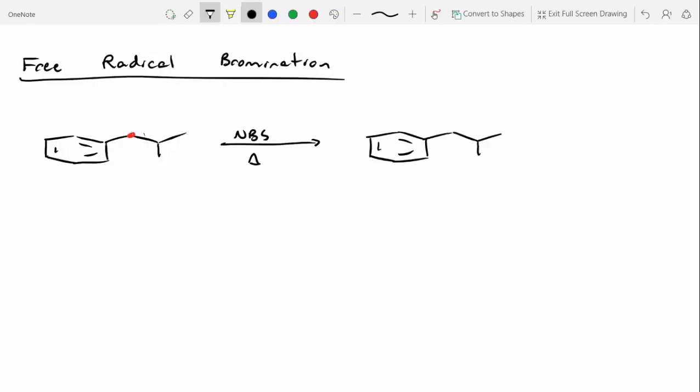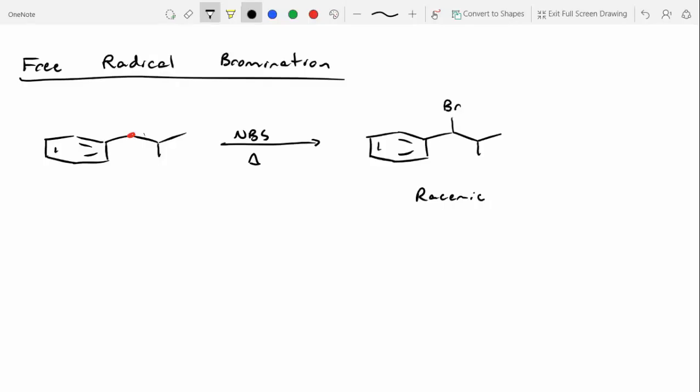And do we have to worry about enantiomers? Not in this case. Well, let's think about it. Oh, yeah. Have we formed a stereocenter? Yes. So in this case, we'll get a racemic mixture of our free radical bromination product.